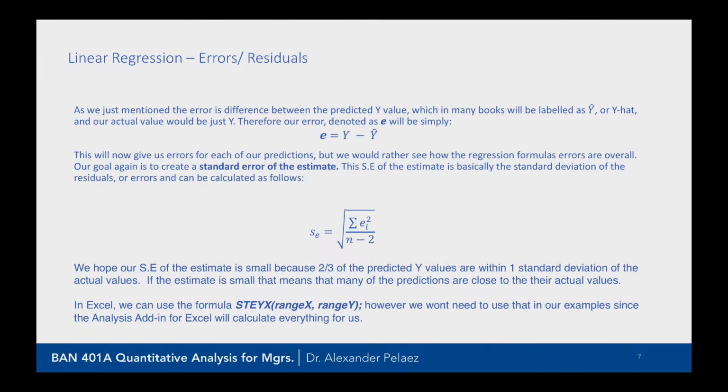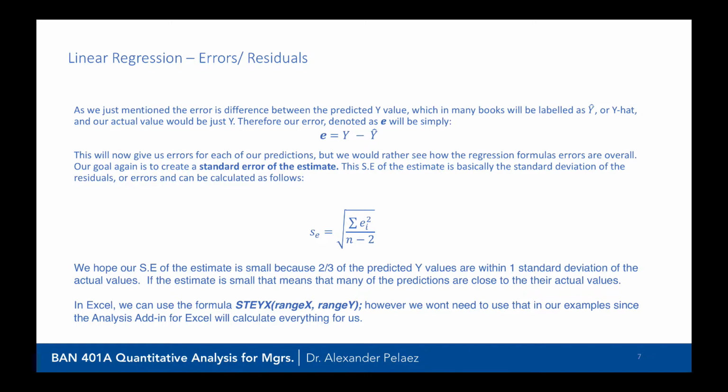Now, as we mentioned, the error is the difference between the predicted y value, which in many cases books will use the term y with the little hat on it, and our actual value, which will be just y. So therefore, in a formula base, the error will be denoted as e and will be the formula of y minus y hat. This will now give us errors for each of our predictors. But we would rather see how regression formulas and errors are overall. And so our goal is to create a standard error of the estimate.